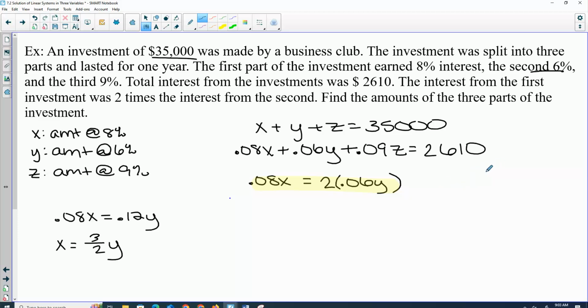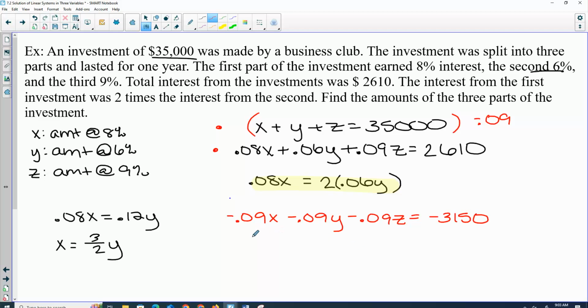Alright, I didn't get a number. That's an equation involving x and y, so let's go back to the first two. If I only want x and y, we need to eliminate z. So to eliminate z, I could take this one times negative 0.09. You guys okay with me there? So when we do that, we have negative 0.09x minus 0.09y minus 0.09z equals negative 3150. Second equation didn't change.